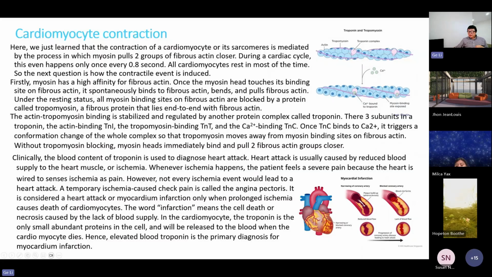However, in this case, all of those proteins, myosin, actin, tropomyosin, are big proteins. Even though the cardiomyocyte died, these proteins will not be released into the blood. The only small protein here is troponin. So troponin will be released into the blood when there is a death of the cardiomyocyte. The increased blood level of troponin is the gold standard to diagnose a heart attack.